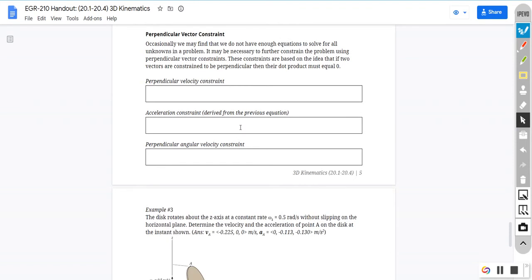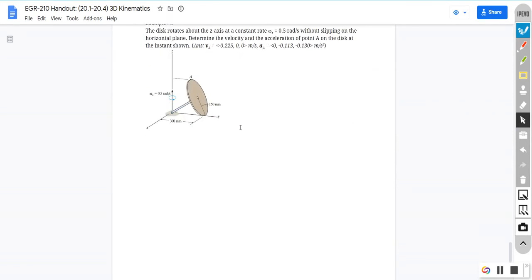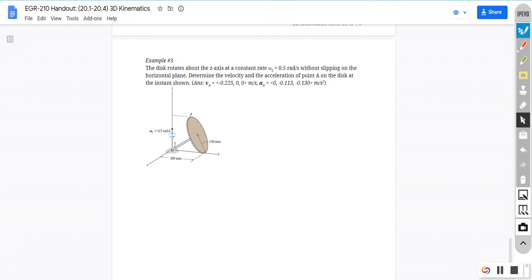Write out some perpendicular vector constraints, and then solve example 3, which is an example of a problem that rotates about a fixed axis.